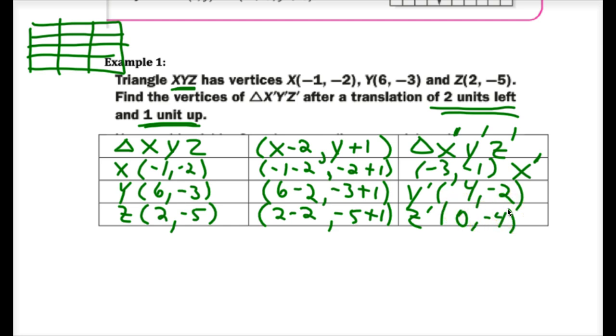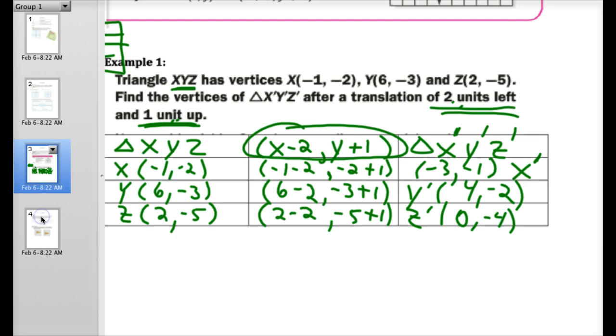Okay? And did everybody see what we did there? We had to write the rule first based on our problem, and then we just did the math. We did it without what? Graph. We didn't graph it. Okay? See if you guys can do another one.